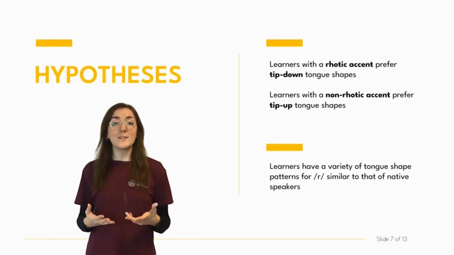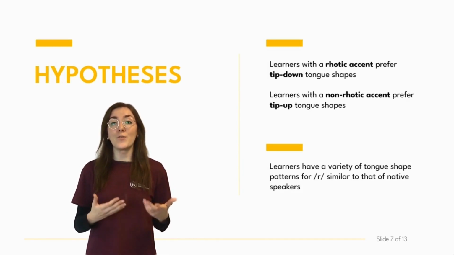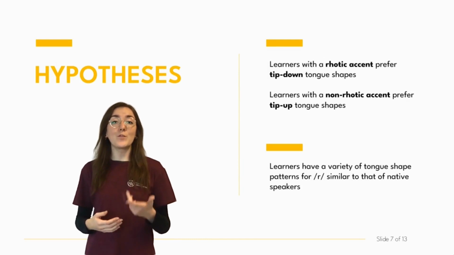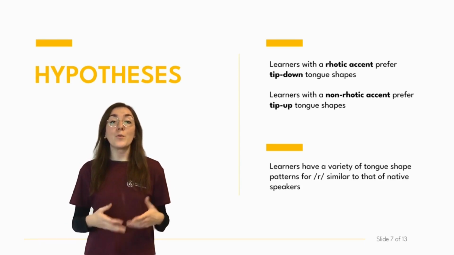To test if rhoticity influences the acquisition of tongue shapes, we looked at the pronunciation of the English R by French learners of English. Our hypothesis was that French learners with a rhotic accent would tend to prefer tip-down shapes, while learners with a non-rhotic accent would tend to prefer tip-up shapes.